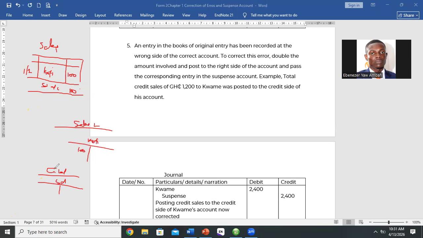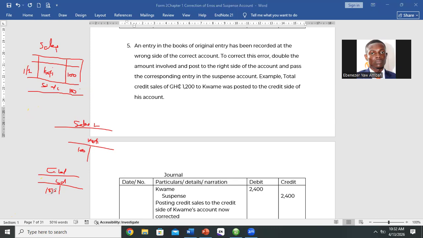But we made a mistake in this posting. We went to debit what? Sales. So you see, because of this, when you create your trial balance, you have a debit of 200 against a credit of 0. And again, you have to introduce suspense to balance it off. So you investigate and realize that when you were posting from the day book, the original book of entry, to the account, you recorded the sales on the wrong side of sales.